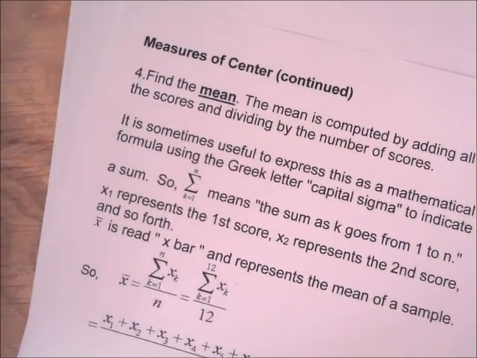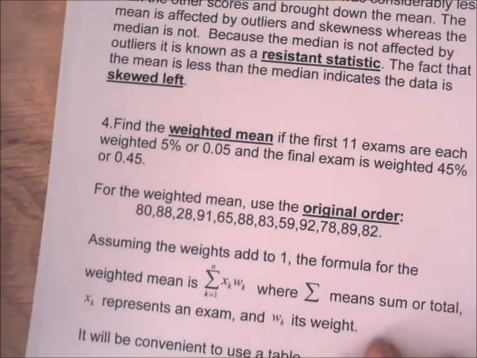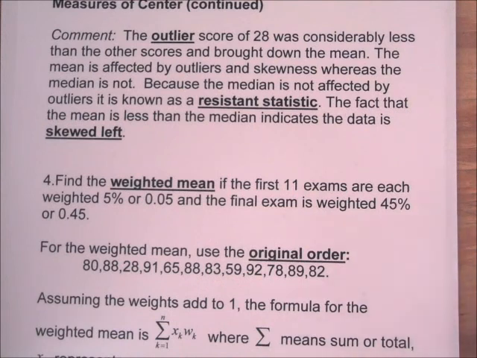Okay, just a comment about the effect of outliers. The outlier of 28 was quite a bit less than the other scores and brought down the mean. The mean is affected by outliers, whereas the median is not. Because the median is not affected by outliers, it is known as a resistant statistic. The fact that the mean is less than the median indicates the data is skewed left.